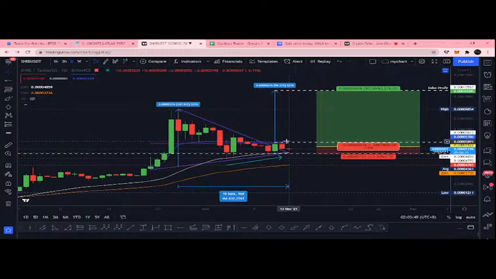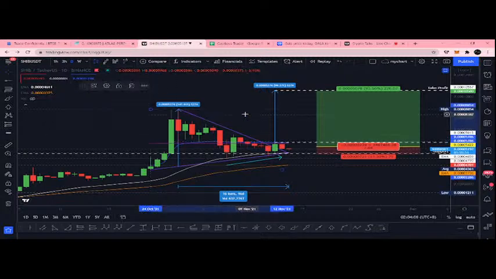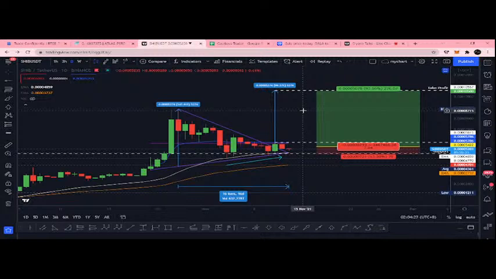I'm planning to add more after it breaks this 5,800 area, because that's where the point of control is. The VWAP also is there. So breaking this area will be in confluence of all my indicators, which is a strong buy after the breakout. So I'm still maintaining the 10,000 as my target area.